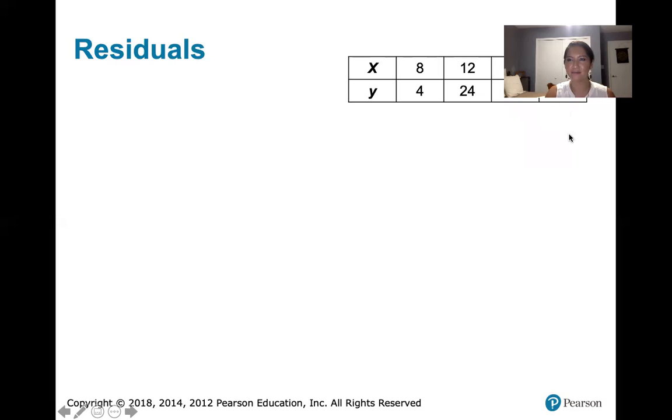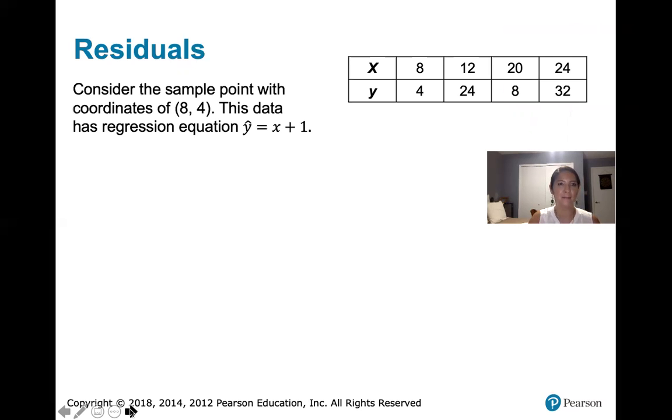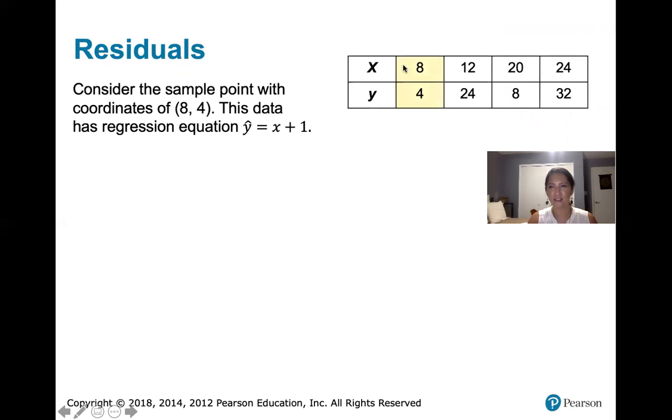So I have a very small sample here. I've got 4 ordered pairs: X equals 8, Y equals 4, X equals 12, Y equals 24, and so on. So we have this very small sample, and we're looking at this particular point, X equals 8 while Y equals 4. It turns out that this sample of 4 data points has a very simple regression equation: Y hat equals X plus 1.